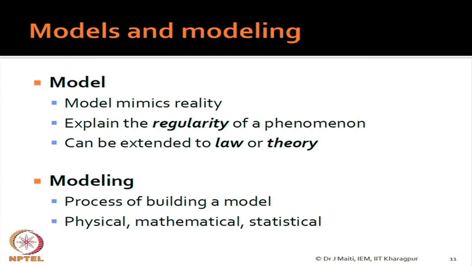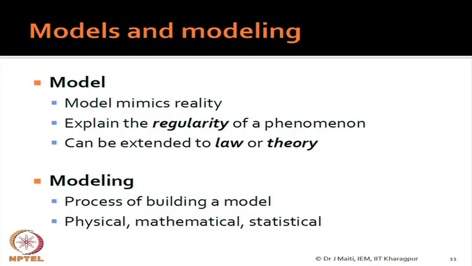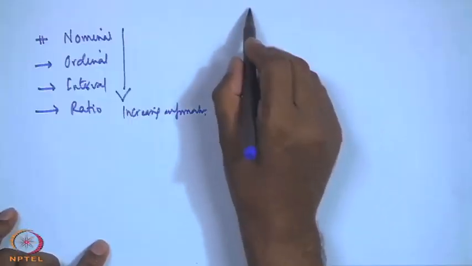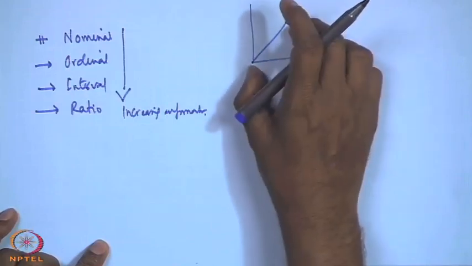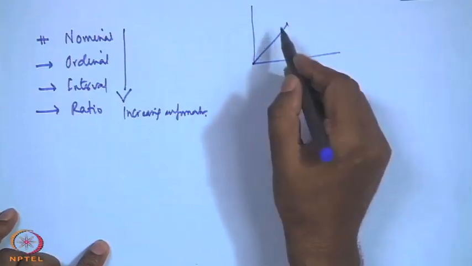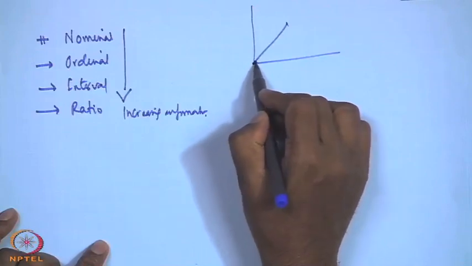The spring balance example also: the mathematics is related to the elastic behavior, that is the reality. In the statistical sense, when you talk about how sales volume is dependent on other things like absenteeism, ratio, all those things, that also talks about the reality. So actually, in the statistical sense, a model explains the regularity of a phenomenon. In Hooke's law, the regularity is that so long as it is within the elastic limit, when the load is released, it will come back to the original shape.